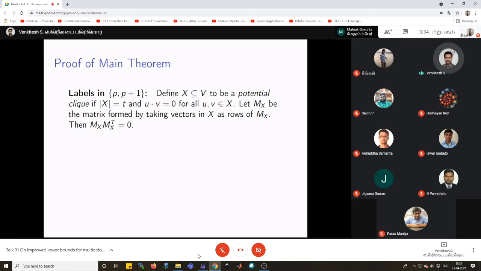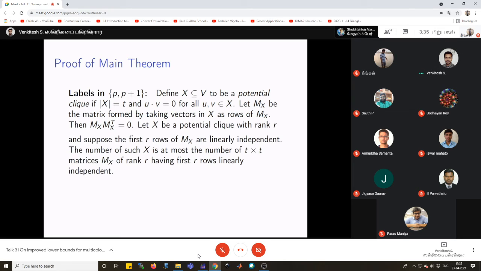Now the fact that u dot v is equal to 0 gives us this condition in the matrix language, which is that Mx is self-orthogonal: Mx times Mx transpose is 0. Okay. What do we do with this? Now suppose a potential clique X has rank R, then we also fix this convention that we will rearrange rows to make sure that the first R rows are linearly independent. That's a condition we put in the construction of Mx.